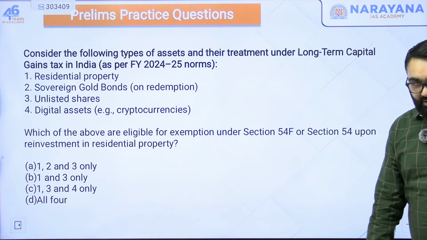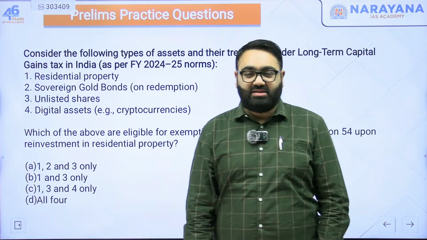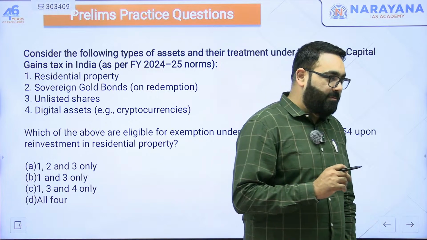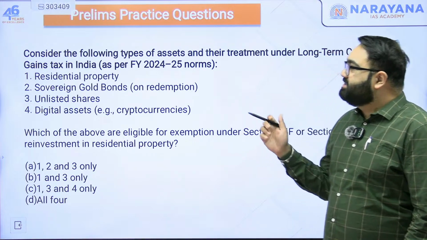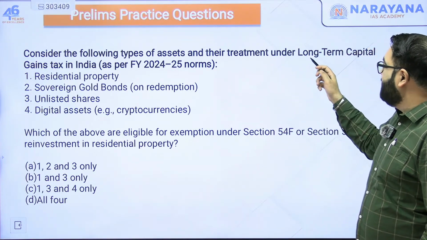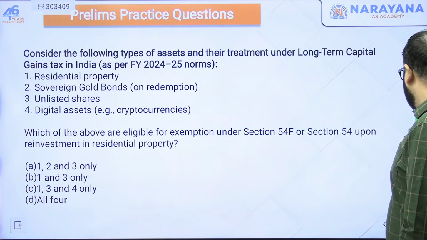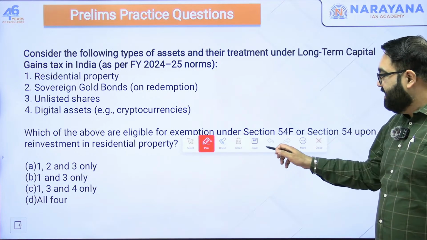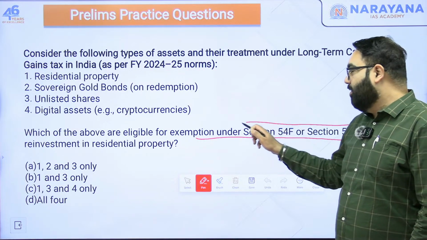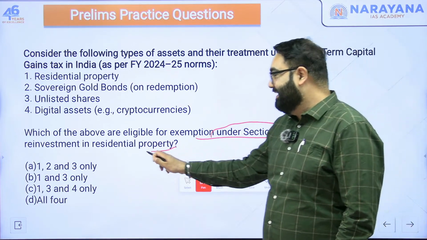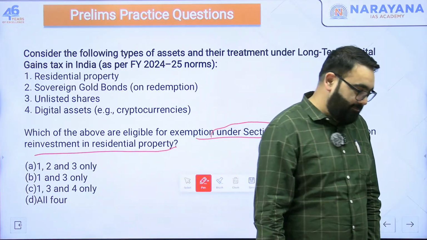Now this is slightly tricky. Rather, I would call it a difficult question, because they are not just asking about exemption, they are asking about specific sections. Now in UPSC, you might get certain high level questions, which is an example here. Consider the following types of assets and their treatment under long-term capital gain tax in India under FY 2024-25. You have to tell which of these are eligible for exemption under section 54F or section 54 upon reinvestment into residential property. Whew, difficult. Let me first try and explain what the question is.